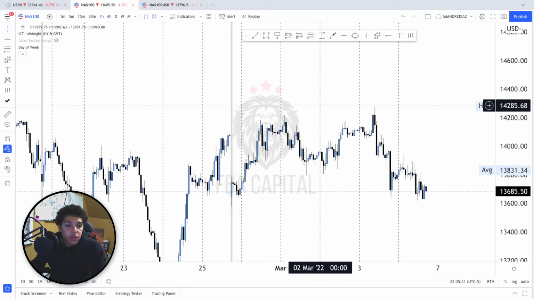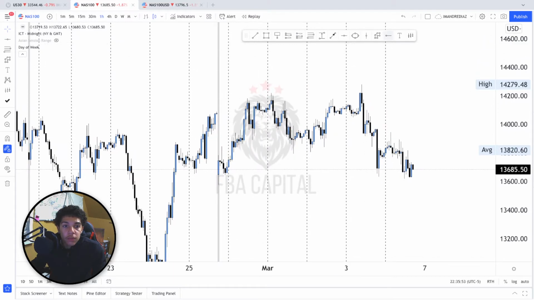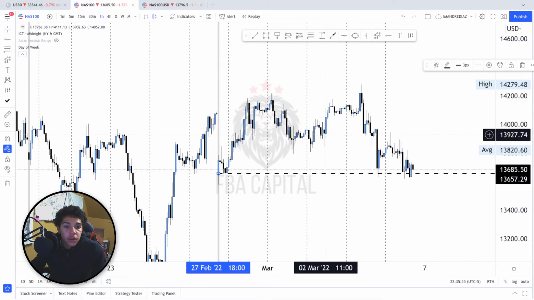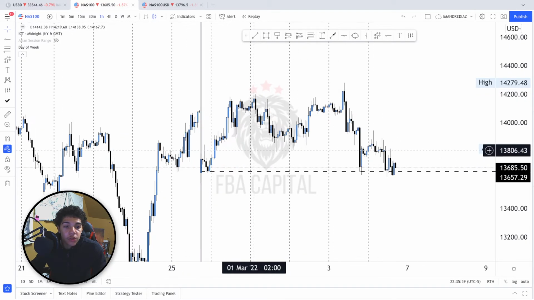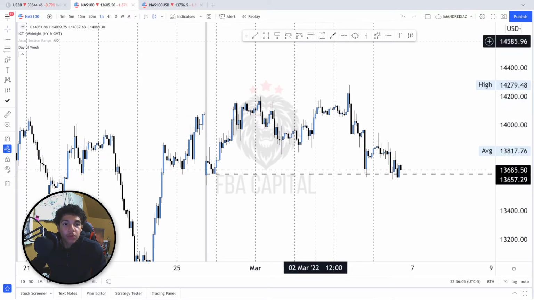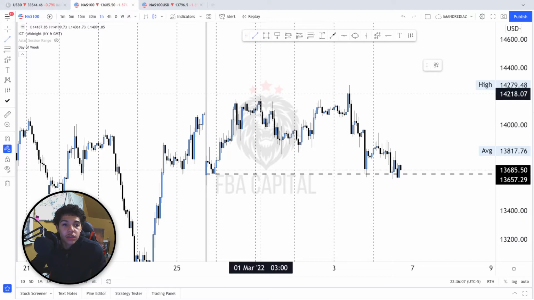So from here, this is where the market opened on the weekly, right over here. Just like that. This is where the market opened from this up candle. So as you can see, this is a little bit of a weird one, but now let's pay attention to where we got the highs and lows of the week.